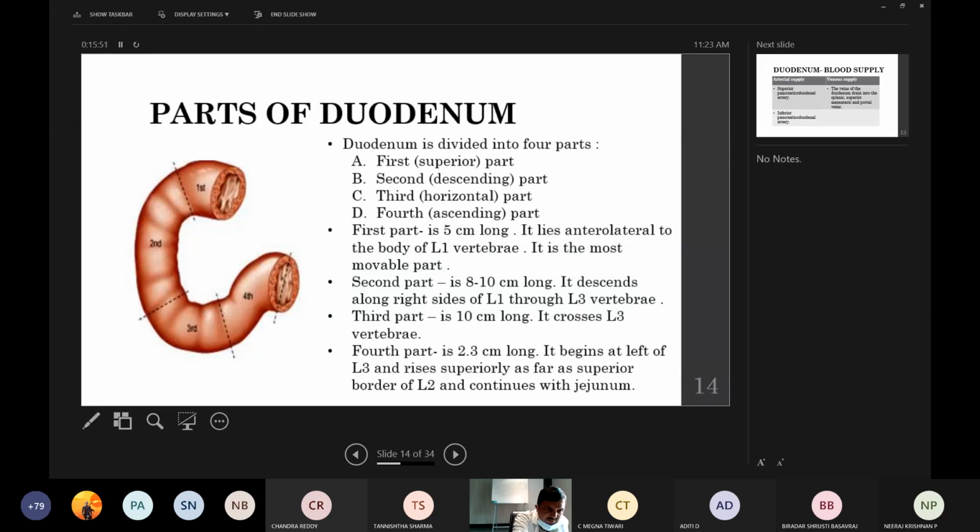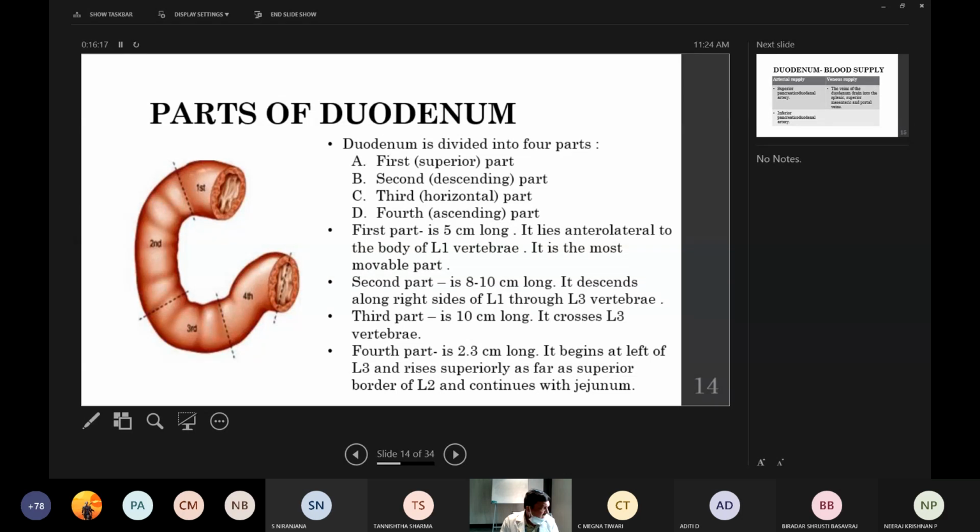In the concavity of the duodenum, there is the presence of the head of the pancreas. The duodenum is developed partially from the foregut and midgut. Hence, it is supplied by the arteries of both the celiac artery as well as the superior mesenteric artery.